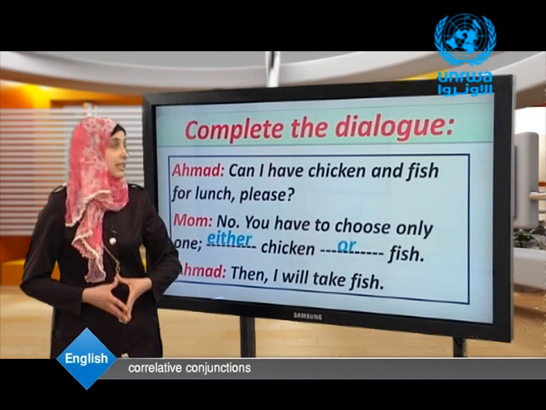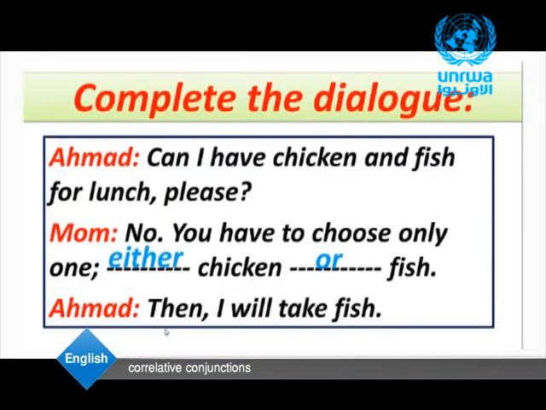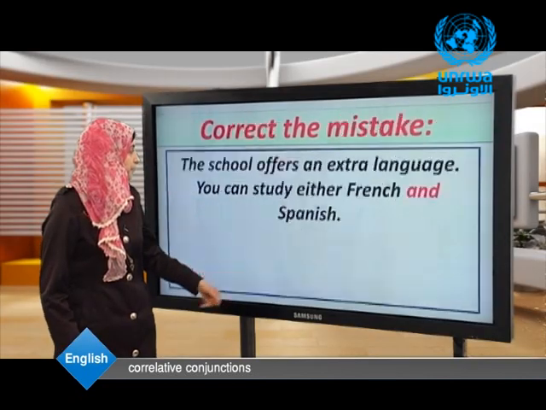Let's read the dialogue once again. Can I have chicken and fish for lunch, please? No, you have to choose only one. Either chicken or fish. Then I will take fish.